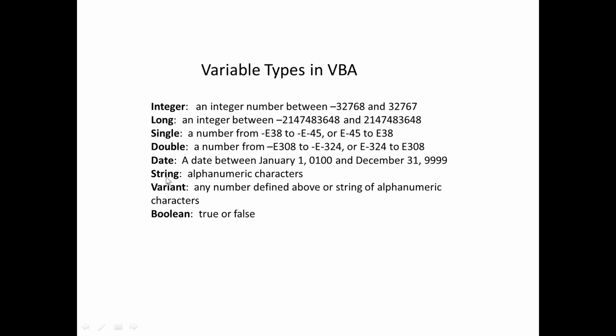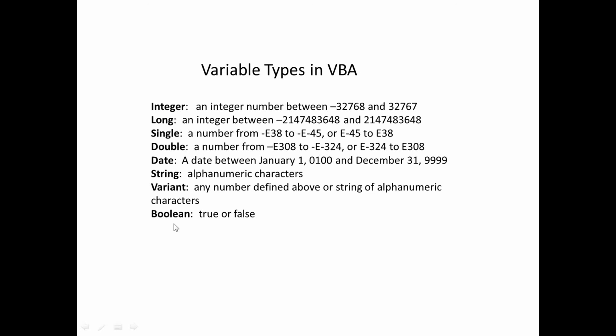A string is a variable that consists of alphanumeric characters, letters. So you can have variables that are words or even sentences that are of type string. And Boolean, that variable type is either true or false. And this type, variant, can be any of the above.